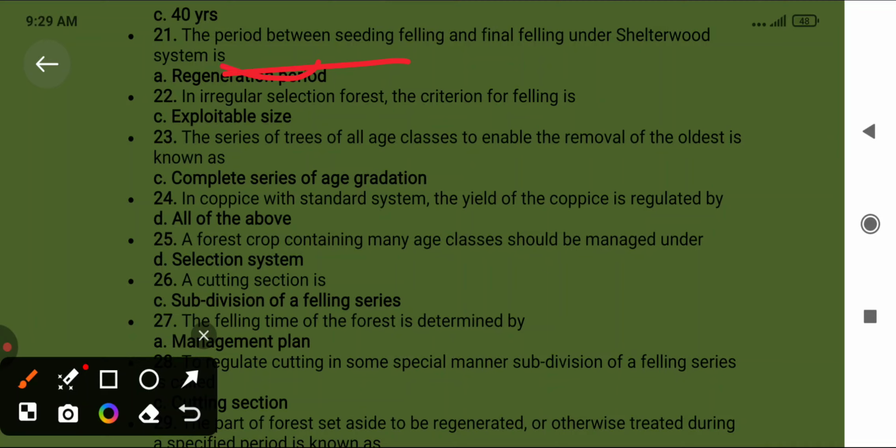And in irregular selection forest, the criterion for felling is exploitable size. The series of trees of all age classes to enable the removal of the oldest is known as the complete series of age gradation. In coppice with standards system, the yield of the coppice is regulated by area. A forest crop containing many age classes should be managed under the selection system.